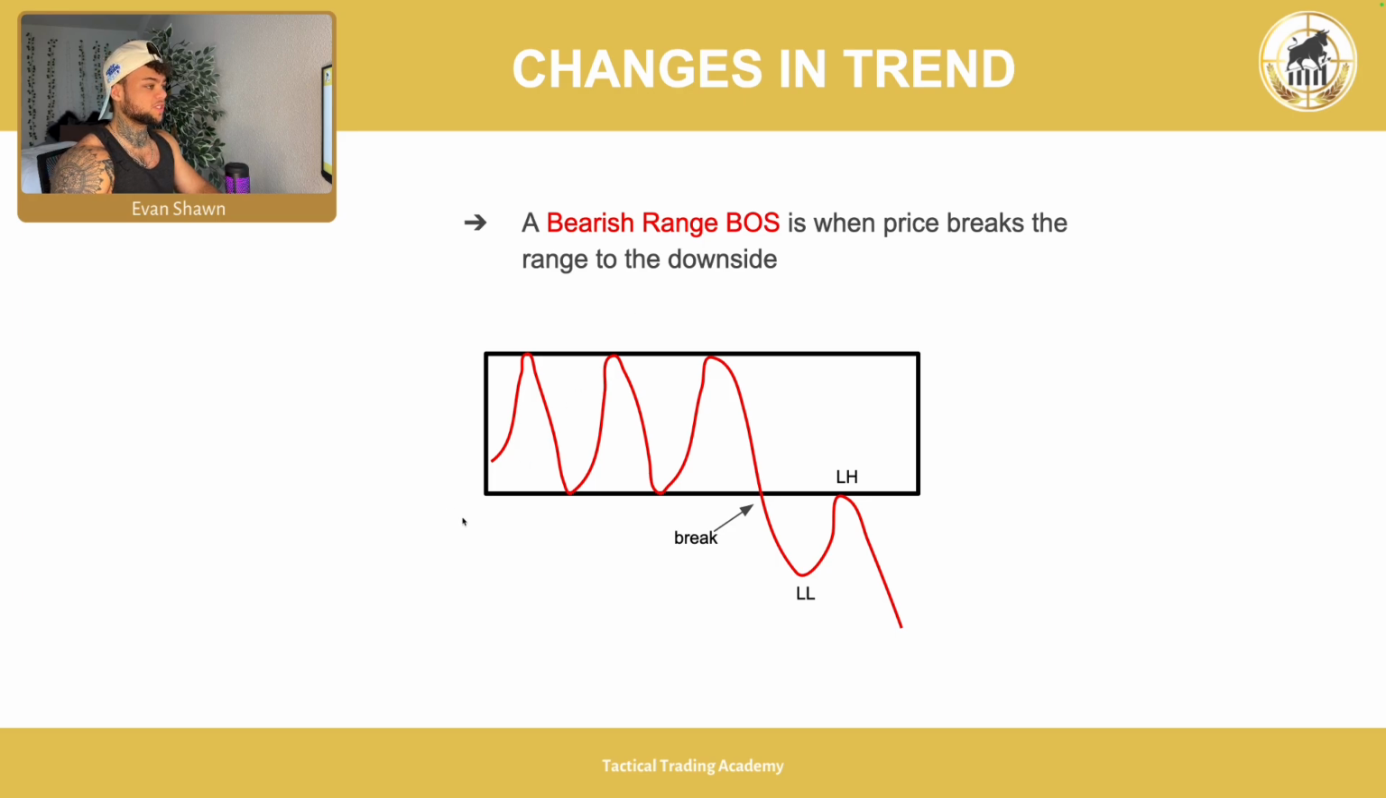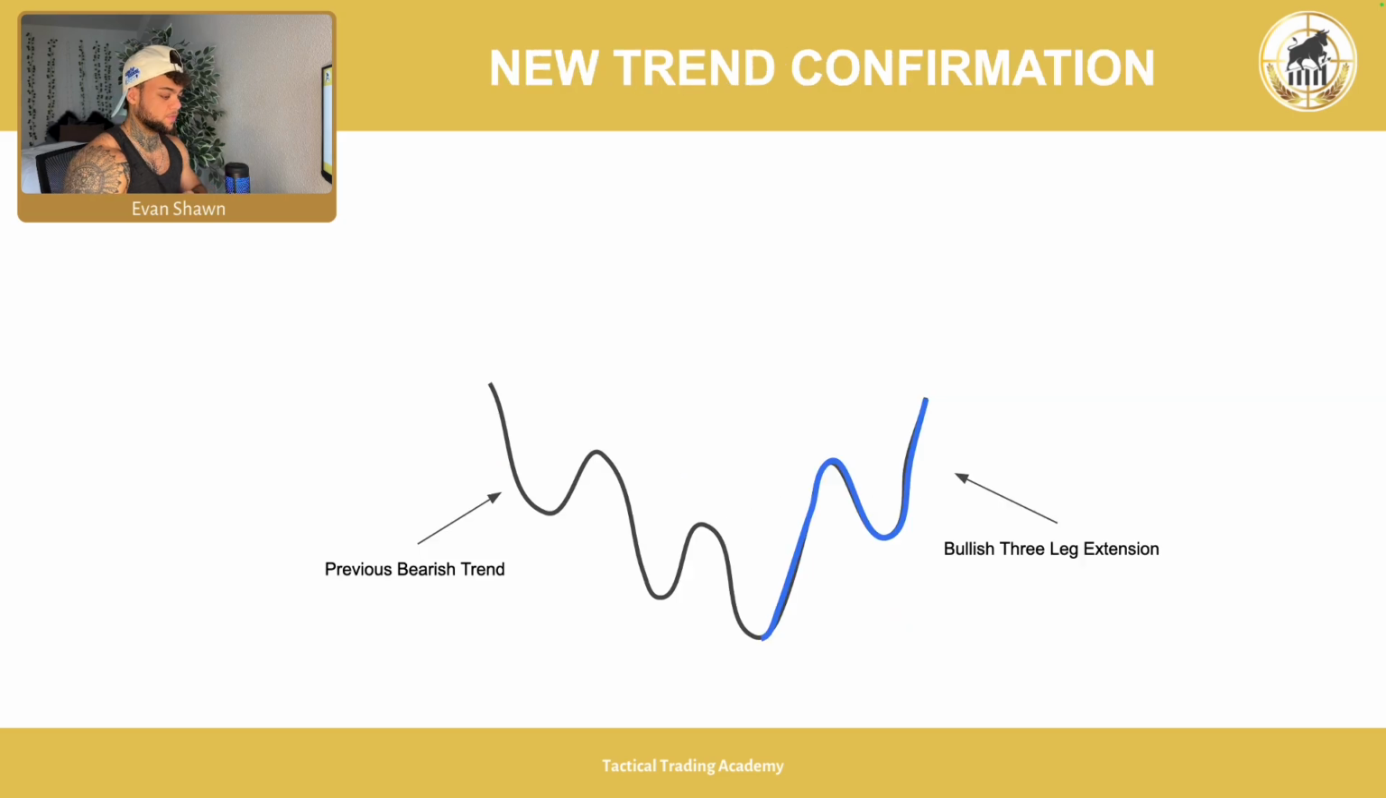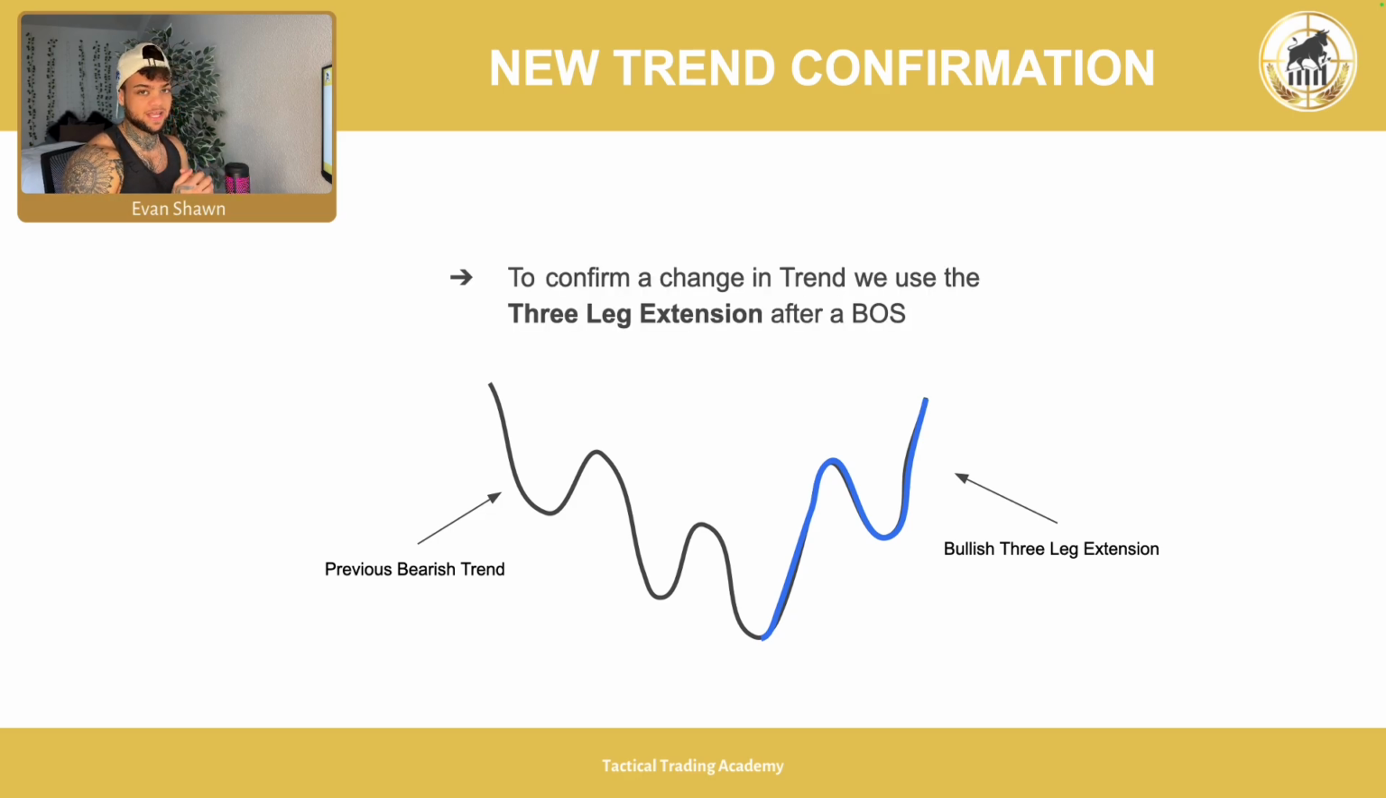So basically same thing, we are in a ranging market condition. We don't have clear direction because the market is indecisive in this area, or it is collecting orders. And then we see a breakout to the downside, price creating a new lower low, a new lower high, and then the continuation all the way to the downside. Now, in order to officially confirm a new trend that is going to be formed, there's something called the 3-leg extension, and it looks something like this.